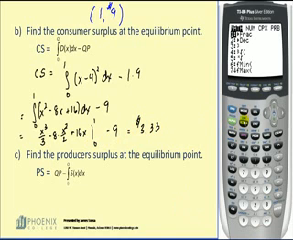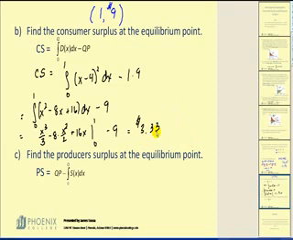Let's verify this on our graphing calculators. Okay, so remember, if you hit Math and then option 9, Function Integration, we can integrate x minus 4 squared with respect to x from 0 to 1, and then subtract 9, which verifies our answer. So the consumer is getting $3.33 worth of utility by purchasing the item at $9.